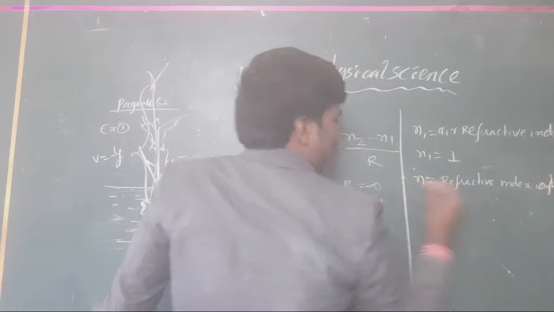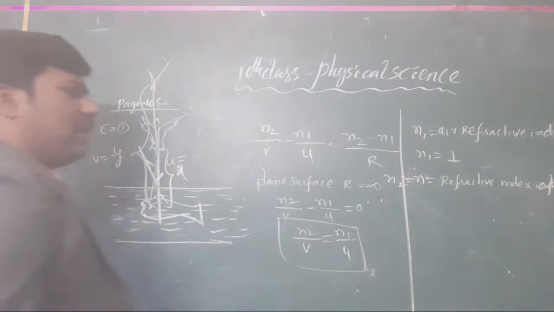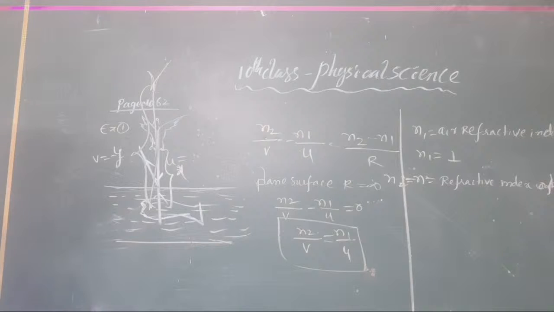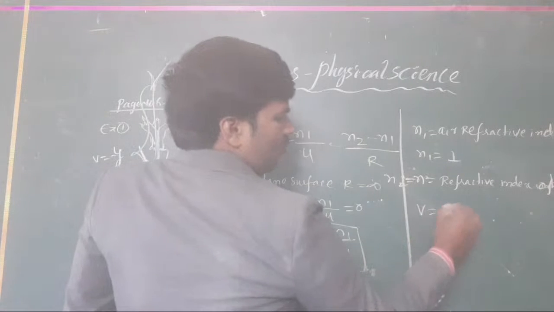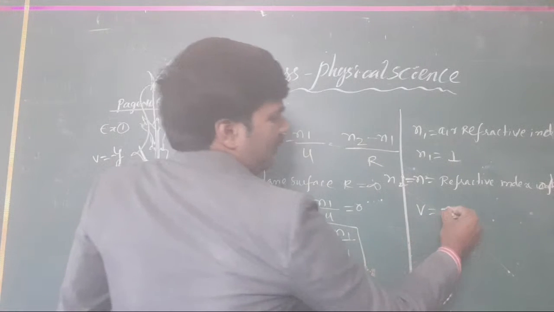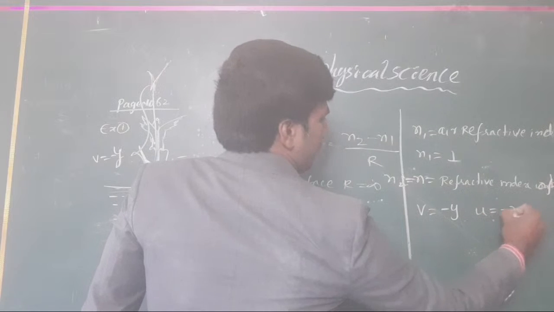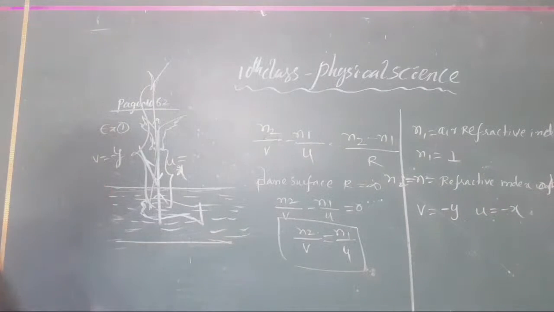Here automatically, you know very well, n2 is taken as n and n1 is taken as 1. The two values are substituted in this particular place. And one more is also given. v is taken as minus y, and u is taken as minus x. Okay, clear or not, all of you?